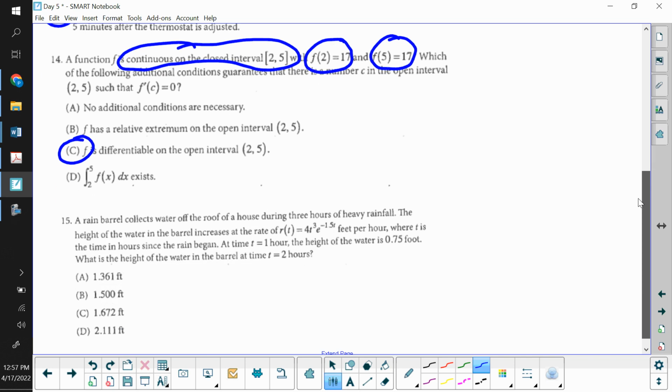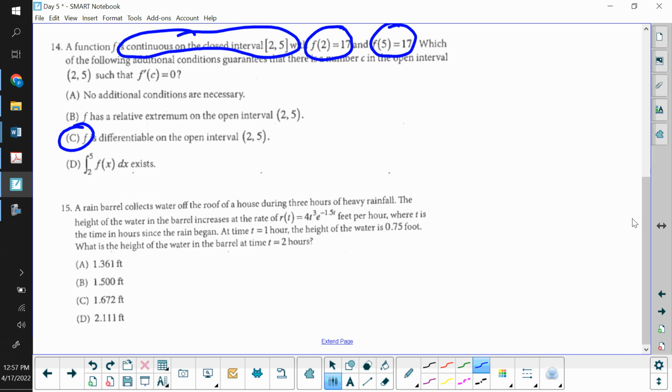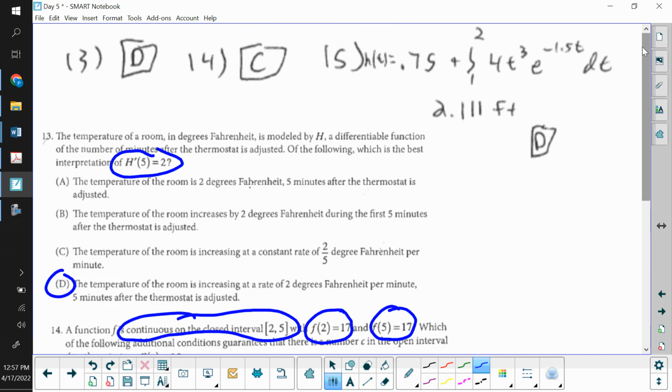For 15, this is an accumulation function. They gave us a starting point at 1 hour, and it was 0.75 feet. And we want to go to 2 hours. So the 0.75 should go out front. We've got our accumulated then from 1 to 2 using our integral. And the inside there is just your rate function. And then this is the calculator section, so you're just putting that all in the calculator and seeing which choice to get back, which in this case was D.